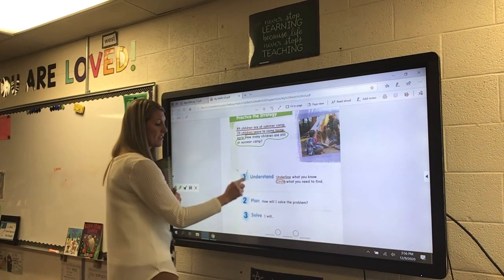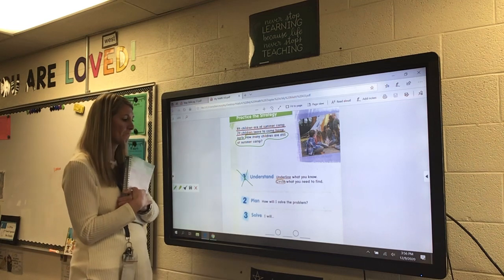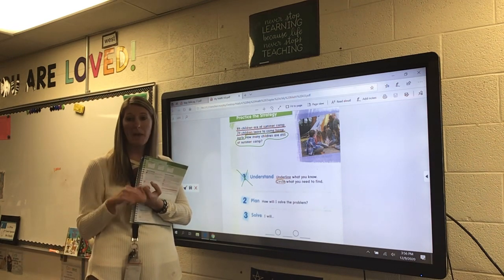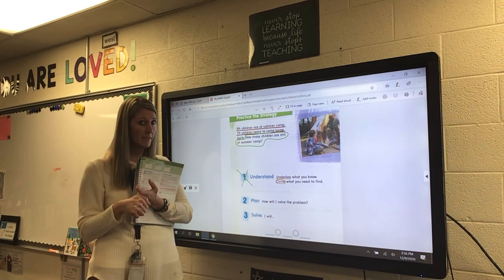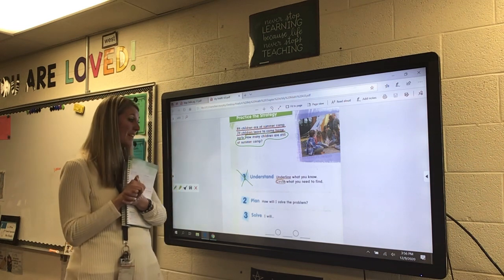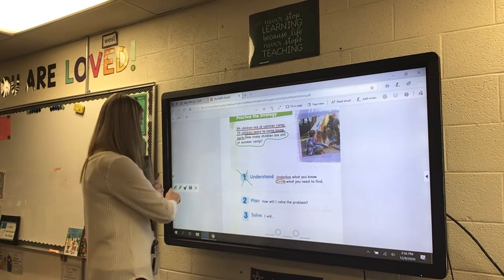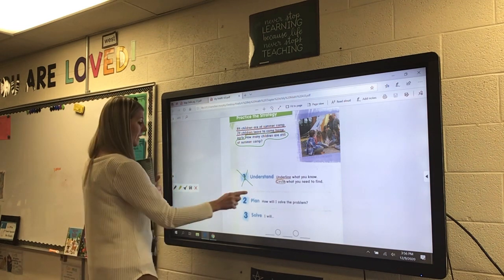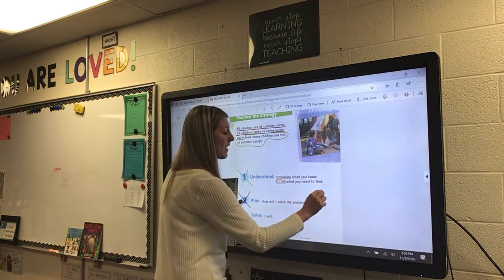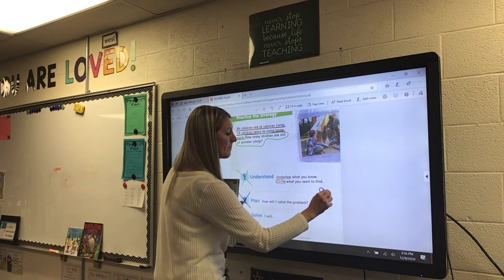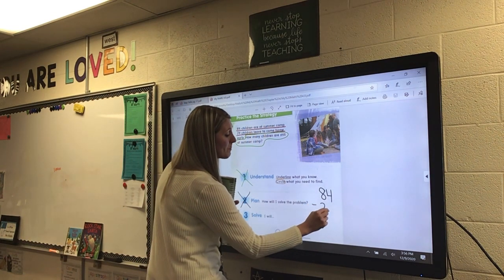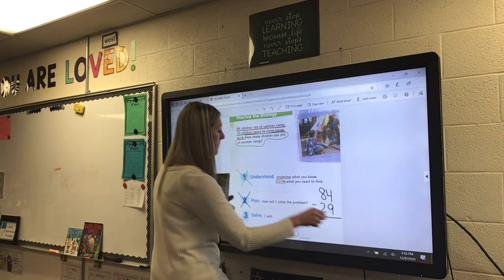Okay, so we understood the problem, cross that off. Now number 2, let's plan it. Are we going to draw it? Can we act it out? Can we find a pattern? Or should we write a number sentence? I think we should find a number sentence. So let's solve it. I'm going to cross off plan it. Mrs. Murphy's going to write over here, 84 children. And then 29 go home, so I'm going to subtract 29.